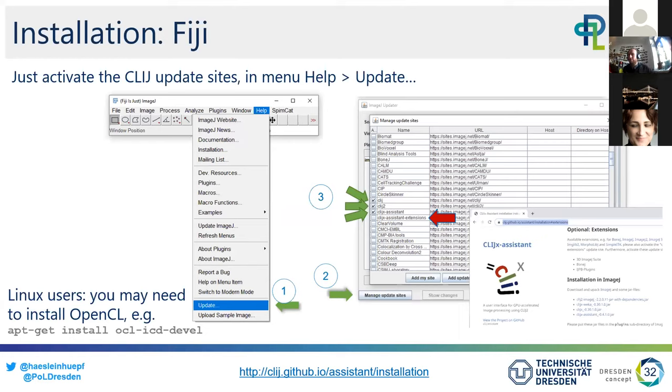And there's a fourth update site, the CLIJ Assistant extensions. If you want to activate the extensions, please read this short section on the website about how to do this, because there are some additional steps necessary. Otherwise, Fiji may have an issue. Linux users have to install a proper OpenCL driver. That's sometimes a bit tricky, but in the very worst case, approach your IT department and they can help you with that. So it's definitely solvable. It's just a driver you need to install.